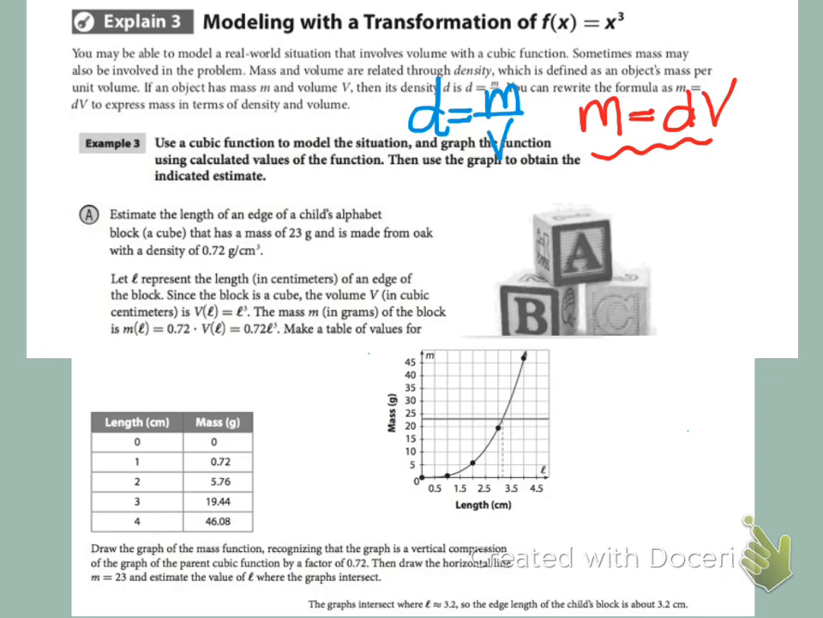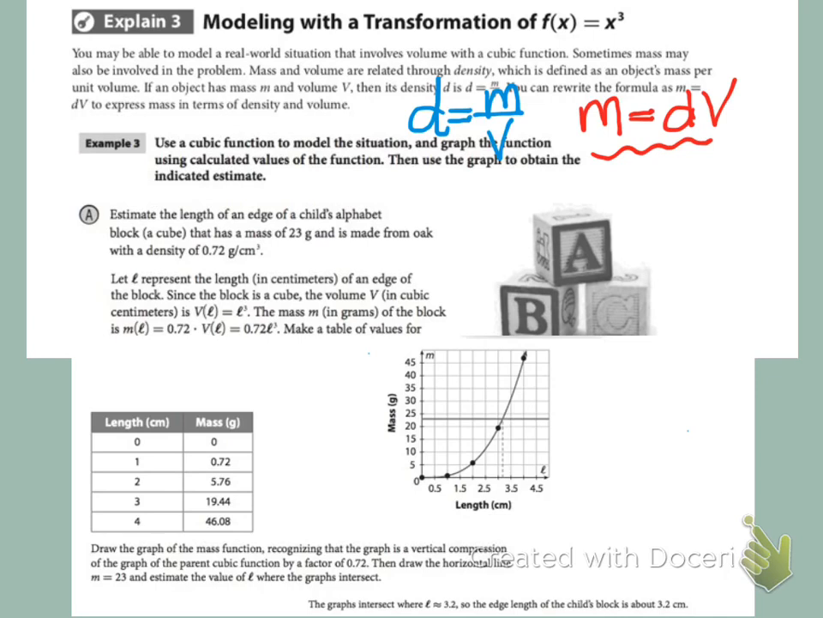So it says use a cubic function to model the situation and graph the function using calculated values of the function. Then use the graph to obtain the indicated estimate. It says estimate the length of an edge of a child's alphabet block, a cube, that has a mass of 23 grams and is made from oak with a density of 0.72 grams per cubic centimeter.